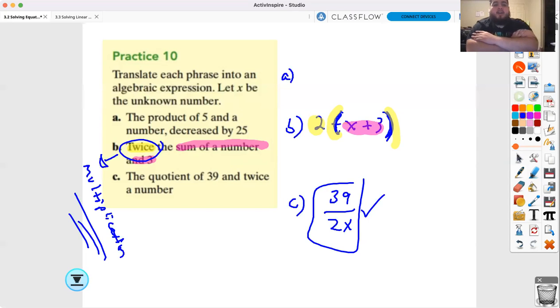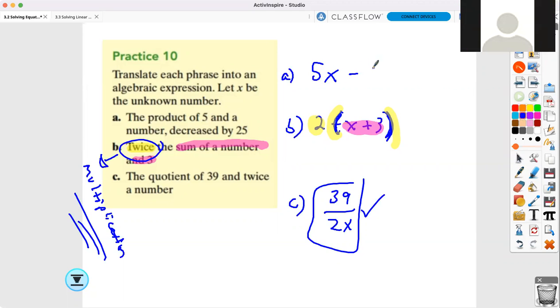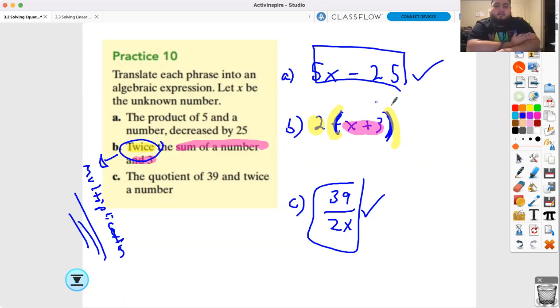Look at A, guys. The product of 5 and a number is being decreased by 25. So the product is first, that's 5x, right? Why are you saying 5x? What's the key word there? Of. So it's 5x. So it was a product of 5. Minus 25. Why minus? Decreased by. And you're good. Yeah, you're done.